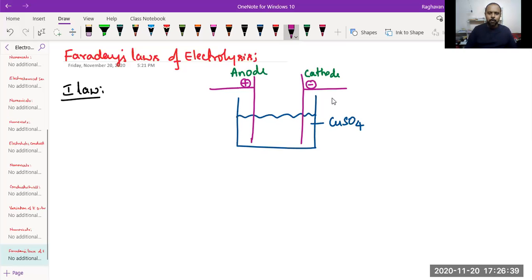Now I'm going to pass electric current. Where do you think copper gets displaced? Cathode. Copper gets displaced or discharged or deposited or liberated, whatever you can say. So upon passing electric current, copper gets deposited at the cathode. By passing some amount of current, some quantity of copper deposits. I'll pass a little more current. How much copper? Little more.